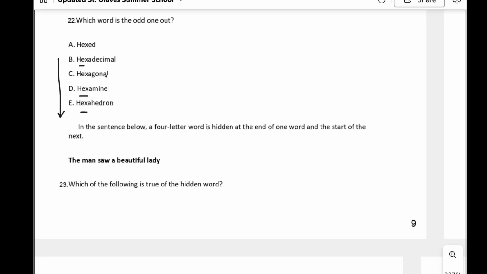So hexagonal means like a hexagon, it's got 6 sides. However, hexed means something completely different. It means like a spell. Therefore, A is the only one where hex is not used as a prefix.